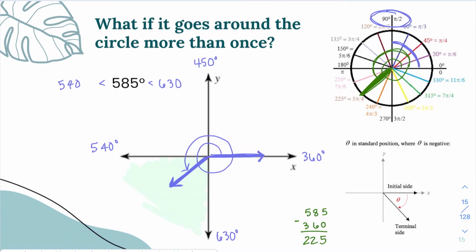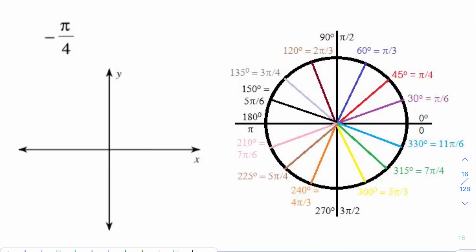I like to write on my axes and say, okay, this is 450, 540, 630, and think of it that way. But you can also just think of it as a subtraction problem until you get to a number that falls on this circle. All right, so now we're going to do the same thing, but with radians.